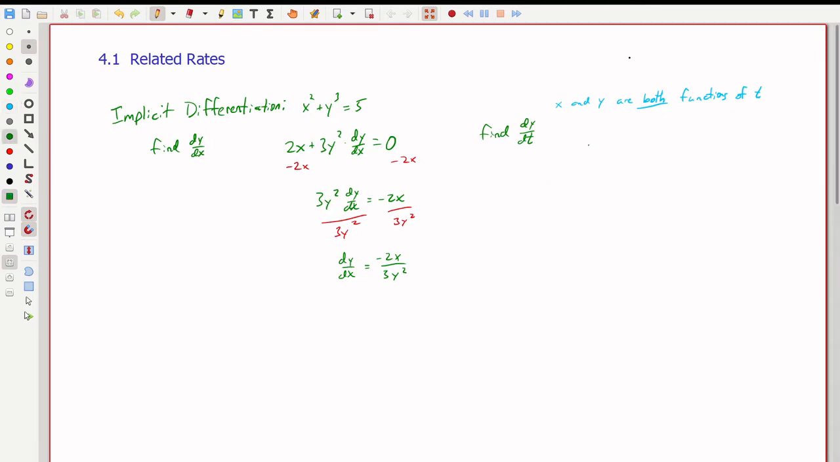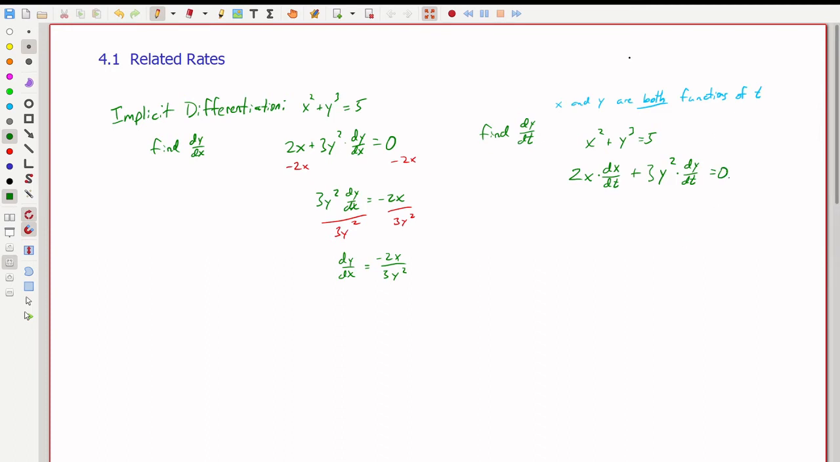So when I look at this, x squared plus y cubed equals 5, both of these are functions of this third variable t. So when I differentiate, I'm using implicit differentiation, or the chain rule, on both of these pieces. So the derivative of x squared is going to be 2x times the derivative of the inside stuff, and I'm taking the derivative of x with respect to t. Okay, when I differentiate y cubed, we get 3 times the inside function squared times the derivative of the inside stuff.